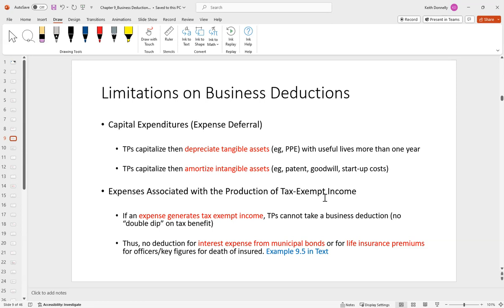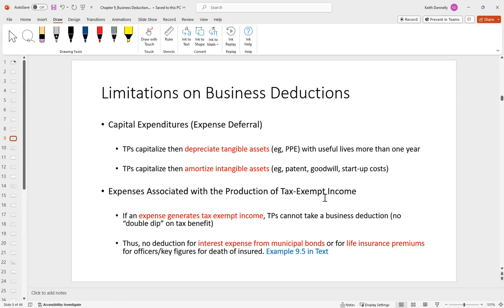All right, next one here is expenses associated with the production of tax-exempt income. What does this mean? Well, if you recall from your intro tax class, municipal bond interest income, right? So you invest in a bond, right, that's issued by a state or local government, right? Maybe West Virginia needs to build a bridge, so they sell bonds, right?